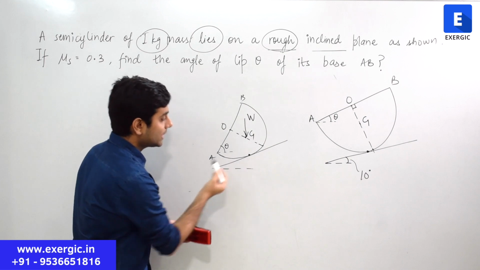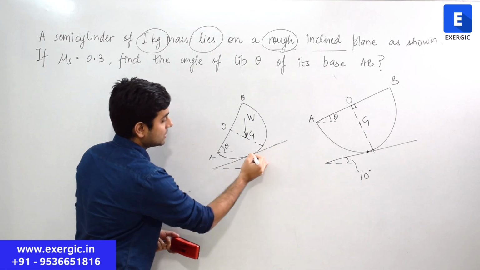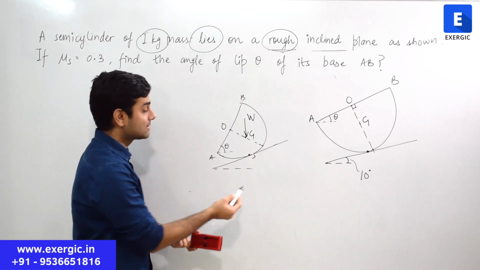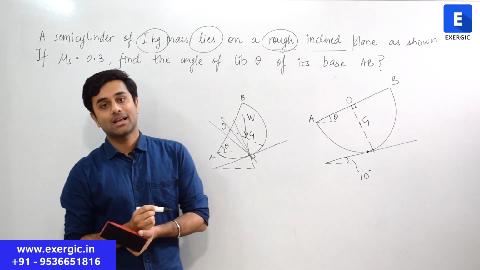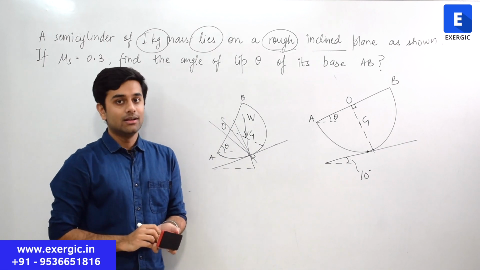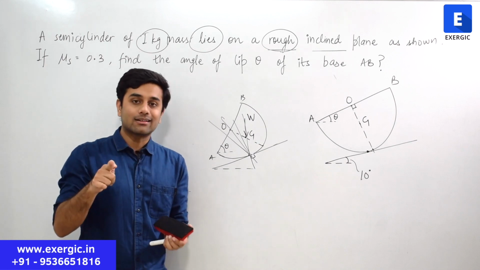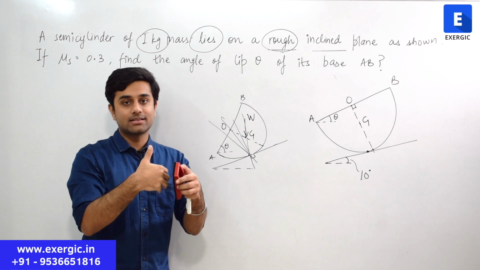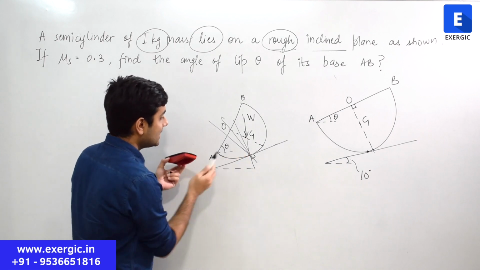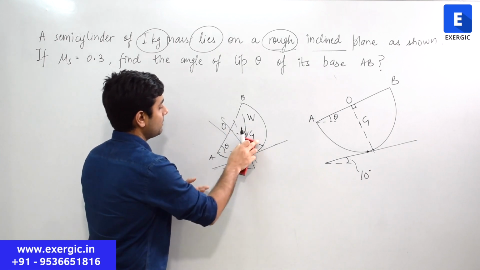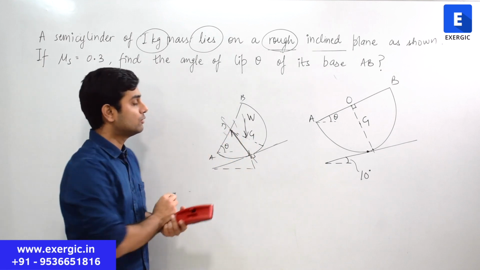This is the point of contact. Common normal will be perpendicular to this surface, and where will it pass from? Will it pass like this or like this or like this? I have already told you that as well. Whenever you have a circular, semicircular or any circular arc in contact with any surface, the normal reaction will always pass from the center. So in this case, the normal reaction will pass from the center. From here, normal reaction is going to pass.